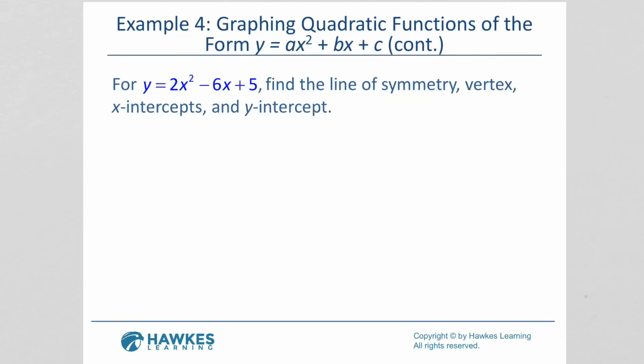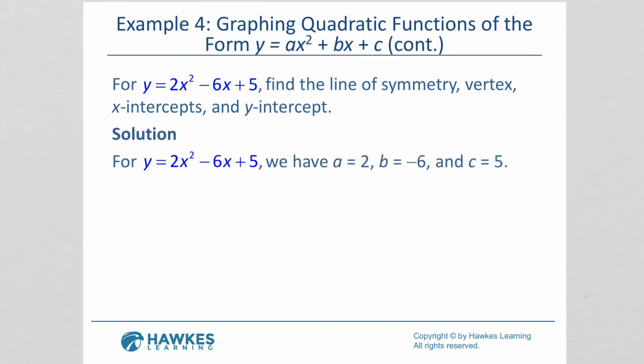Example 4, for y equals 2x squared minus 6x plus 5, find the line of symmetry, vertex, x-intercepts, and y-intercept. Once again, we're going to use x equals the opposite of b over 2a to find our axis of symmetry, line of symmetry, and to find the x-coordinate for our vertex. So for y equals 2x squared minus 6x plus 5, we have a equals 2, b equals negative 6, and c equals 5. If x is equal to the opposite of b over 2a, that's equal to the opposite of negative 6 over 2 times 2, which ends up equaling 3 over 2.